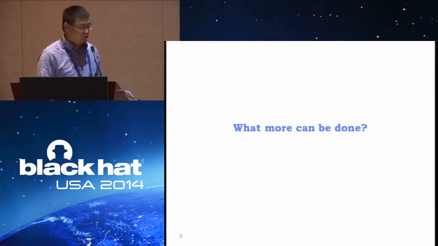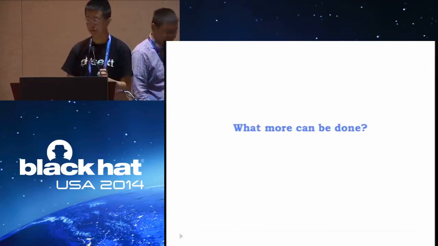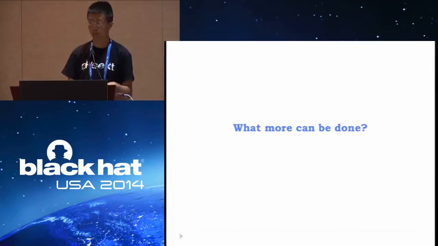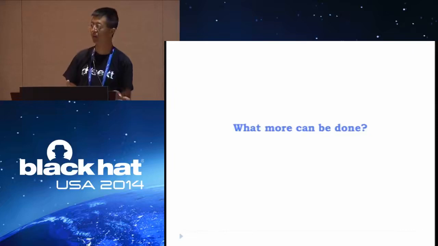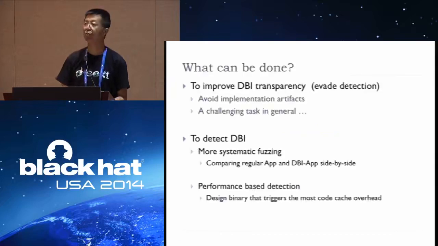So actually, we still can do more. Right, so let me give a quick summary about what's going on here. So we already gave an overview about DBI and the transparency feature. We showed about 5 examples you can use to detect DBI. Now, what can we do from there?